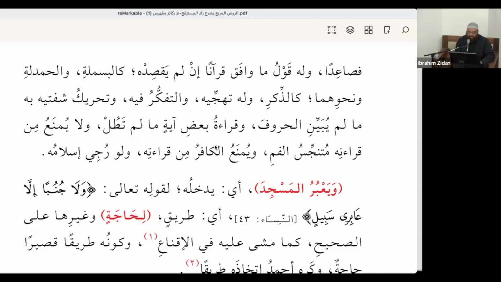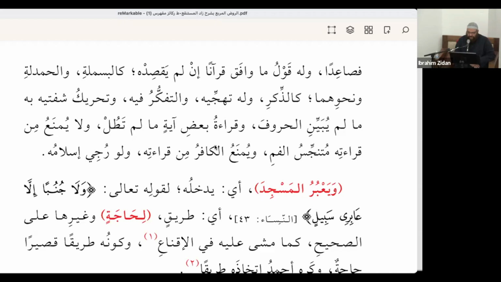وتحريك شفتيه به ما لم يبين الحروف. Also what's permissible is تحريك شفتيه, to move his lips, as long as ما لم يبين الحروف, as long as he did not make clear the letters. So if the letters are made clear, that means he's reciting. That's what constitutes recitation, when someone يقرأ القرآن, versus looking at the mushaf. So a junub, who has to take a shower, he can look at the mushaf. He's not touching the mushaf. The mushaf is open in front of him on a screen, right? And he's looking at the verses or looking at an open mushaf, and he's not reciting. This is permissible.